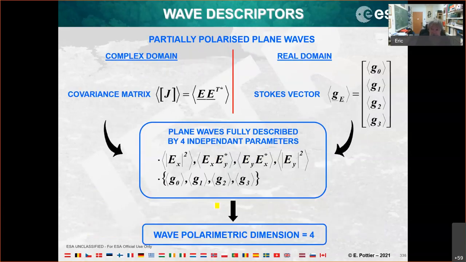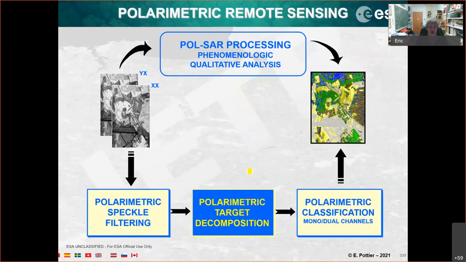Now concerning the decomposition, after the speckle filter, due to the fact that I have averaged, my 4 components of the Stokes vector now are independent. So my new polarimetric dimension is equal to 4. So I have increased the polarimetric dimension. It's not good. So I need to apply a decomposition.